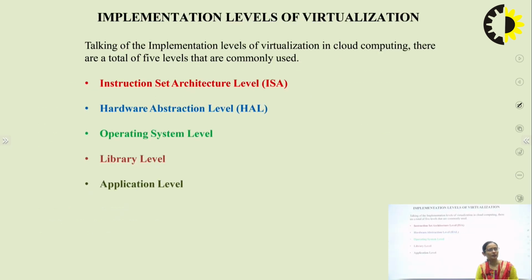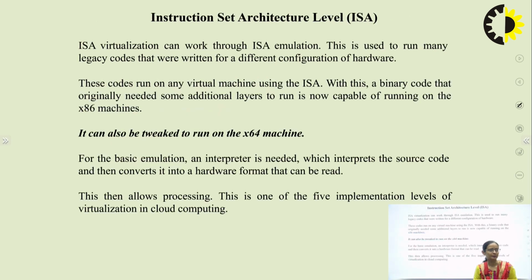Implementation levels of virtualization. Talking of implementation levels of virtualization, there are a total of 5 levels. The first one is ISA, which is your instruction set architecture level. Then we have the hardware abstraction level, HAL, then the operating system level, library level, and the last one is your application level. This is how virtualization is implemented.